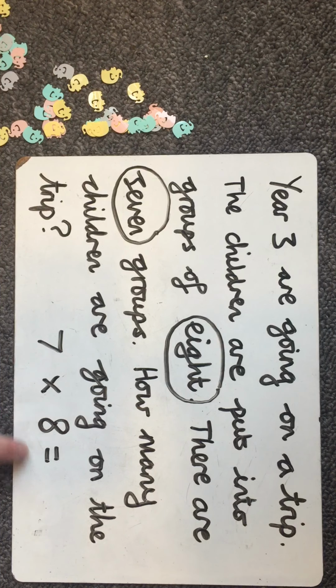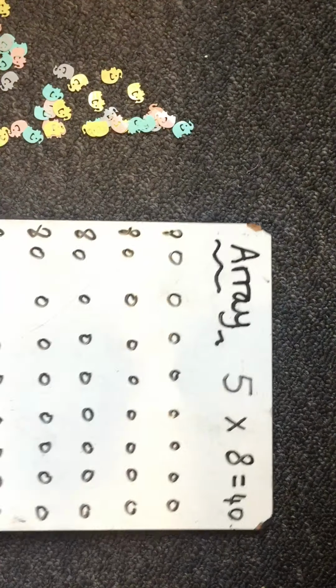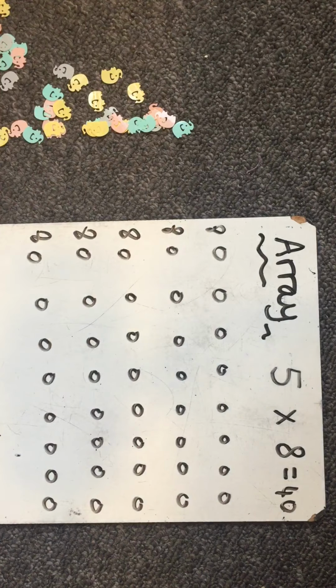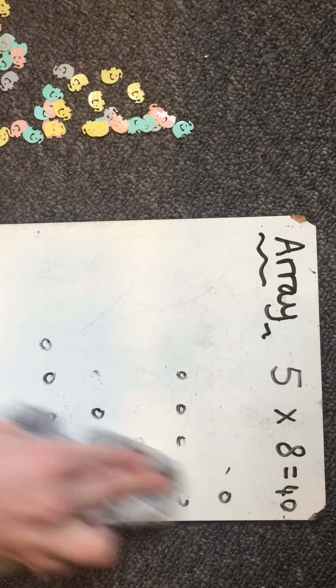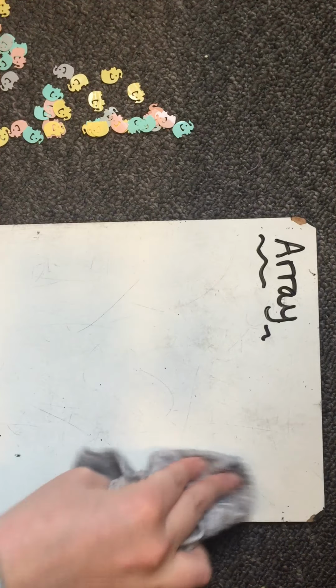So each group has 8 children in it, so it's 7 times 8. And then I can work out how many children are on the trip, so I can check everyone's there at all times. Right, I'm afraid we are still going to do the array method, even though it takes a long time, just to show you how long it takes, so it might not be the most useful method. But it is a way of working it out.